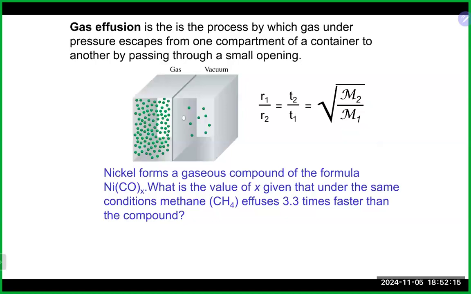Another relationship is gas effusion. And gas effusion is the process by which gas under pressure escapes from one compartment to the next. So here you can see there's a small little hole opening, going to allow those gas molecules on the other side to kind of pop out. And we get a similar relationship here. Rate 1 over rate 2 is equal to T2 over T1. These are time.